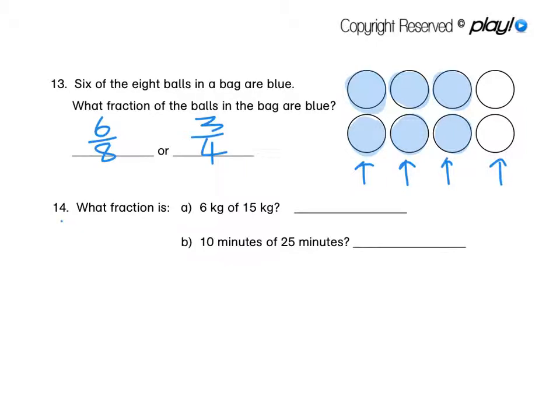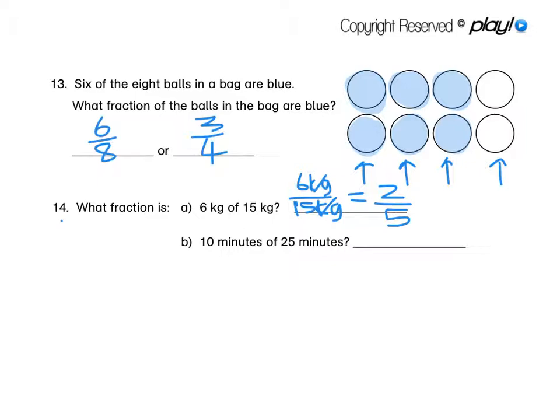For 14, what fraction is 6 kilograms of 15 kilograms? So we've got 6 kilograms out of 15 kilograms, comparing kilograms to kilograms. Now 6 and 15, we can divide both of them by 3. 6 divided by 3 is 2, and 15 divided by 3 is 5. So here's a new word for you. In the simplest form, 6 kilograms is 2/5 of 15 kilograms.